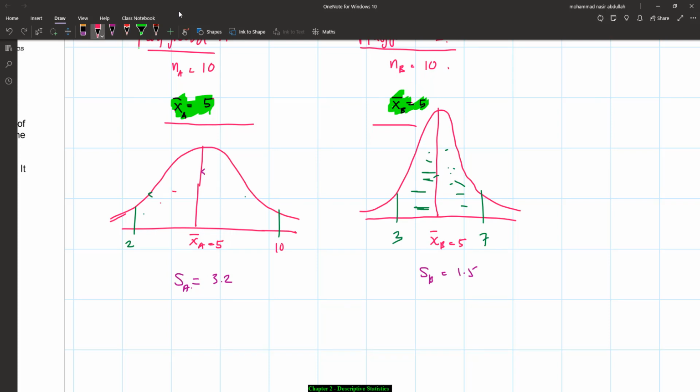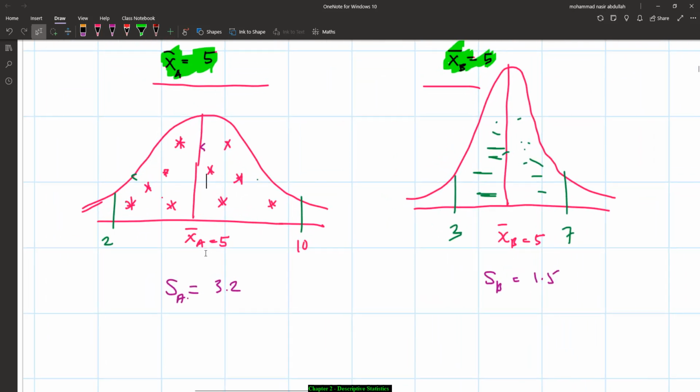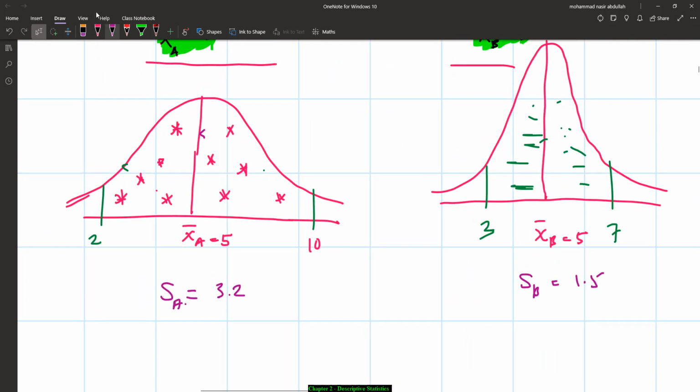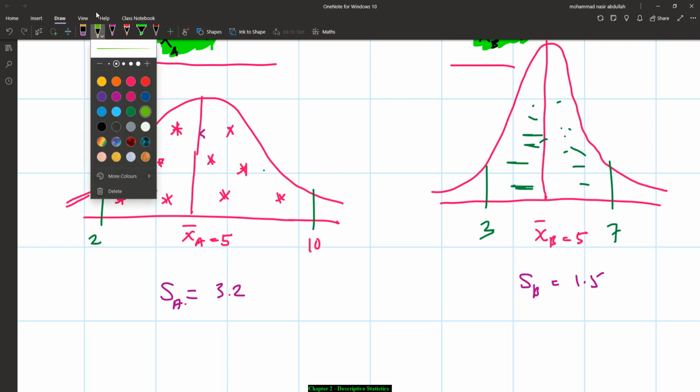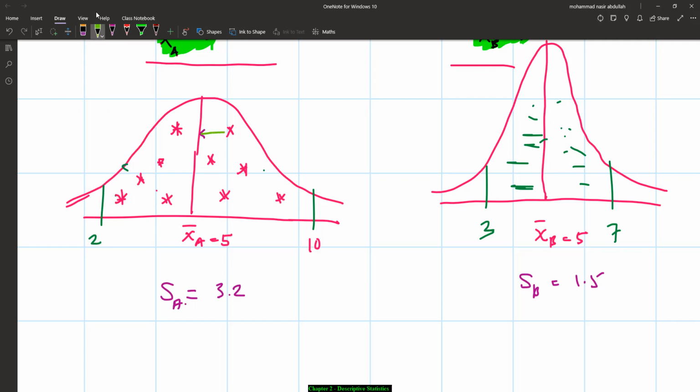Let's say kita ada observation dekat sini. Let's say I buat macam ni. One, two, three, four, five, six, 7, 8, 9, let's say 10. Right? So boleh nampak? So the distance dekat sini, distance I am warna hijau. Distance daripada observation, this is observation number 1, and the mean.